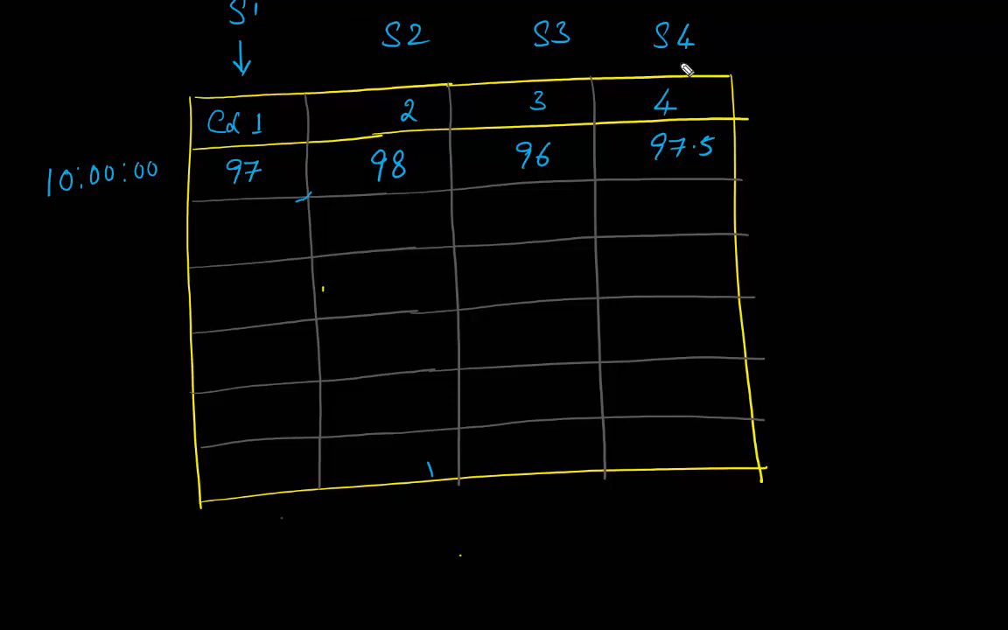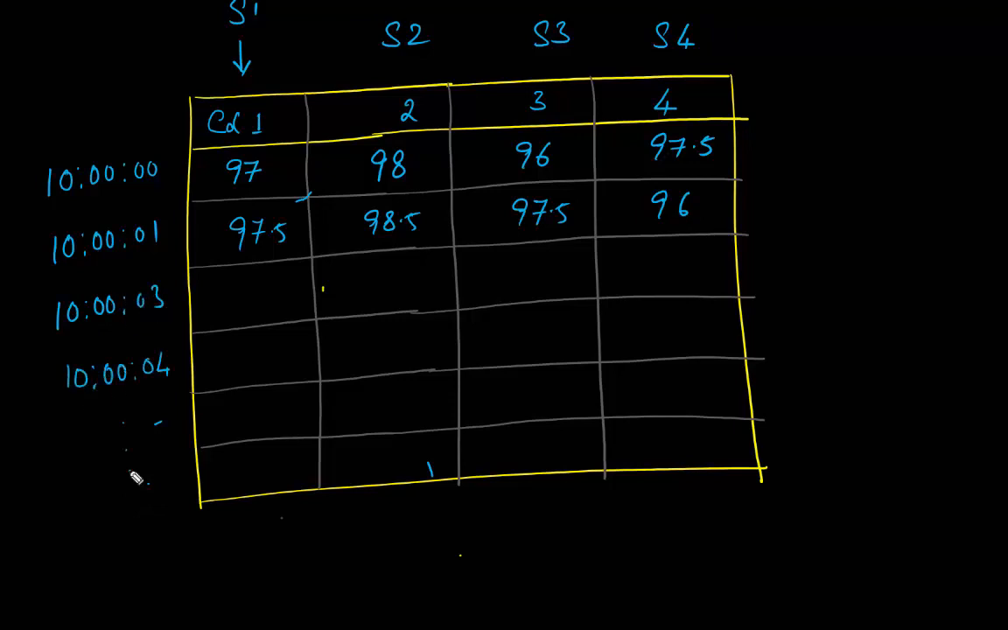And they keep streaming this temperature data. Let's say they keep streaming data once every second. So the first row is 10 o'clock, 00 seconds. The second row is 10 o'clock, 01 seconds. And then you got a 97.5, 98.5, 97.5, 96, right? And then it goes on and on and on. 1003, 1004, on and on and on.